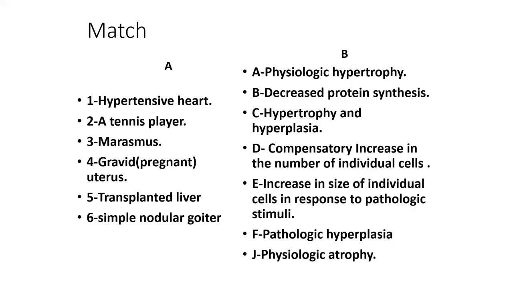Okay, hypertensive heart. Do you remember hypertensive heart? This is a form of what? This is a form of hypertrophy. Which kind of hypertrophy? Yes, it is pathologic hypertrophy. Do you remember hypertrophy? It is an increase in the size of the individual cells. If it is pathologic, it is in response to pathologic stimuli. So, very good. Hypertensive heart will match with E.